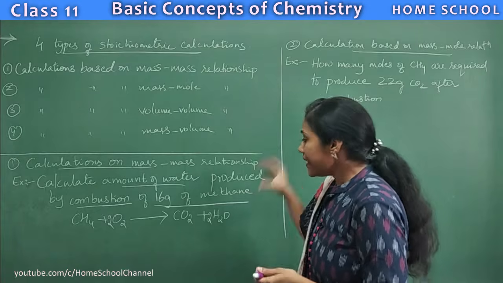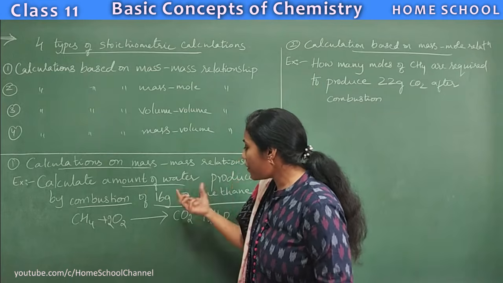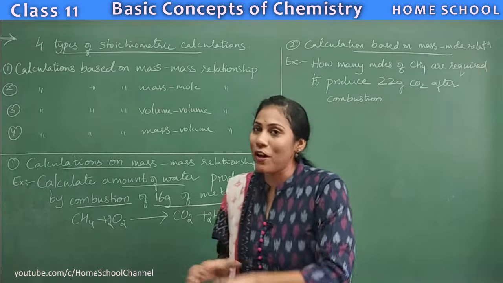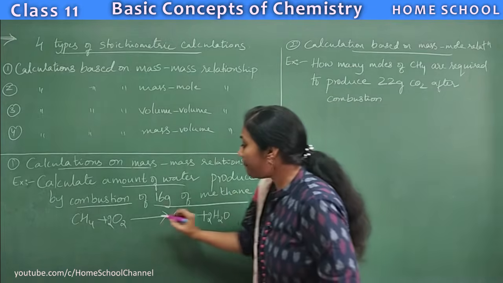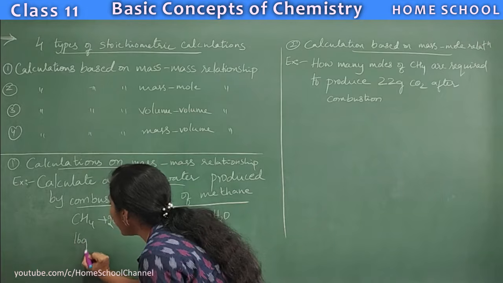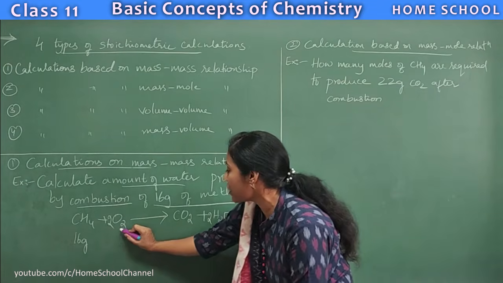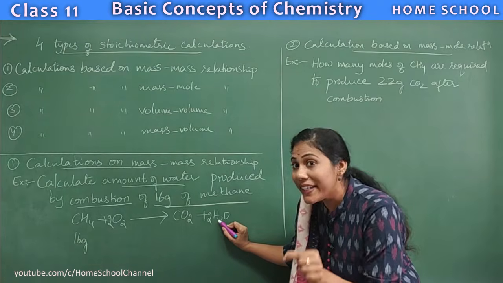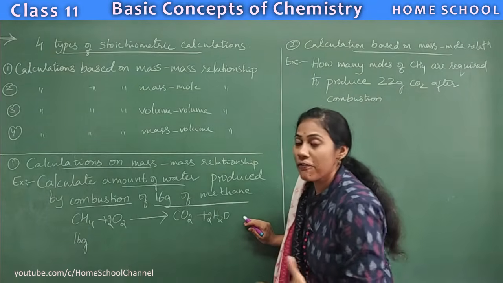Since they asked something in terms of mass and they have given something in terms of mass, let us try to understand this chemical reaction in terms of mass. What information can you pick from a chemical reaction in terms of mass? I can always say 16 grams of methane is reacting with 2 into 16 grams of oxygen to give 44 grams of carbon dioxide and 2 into 18 grams of water. This is how I can talk about this reaction in terms of mass.